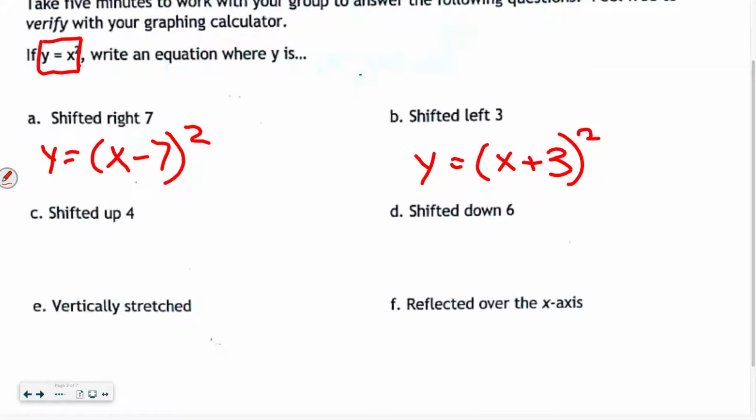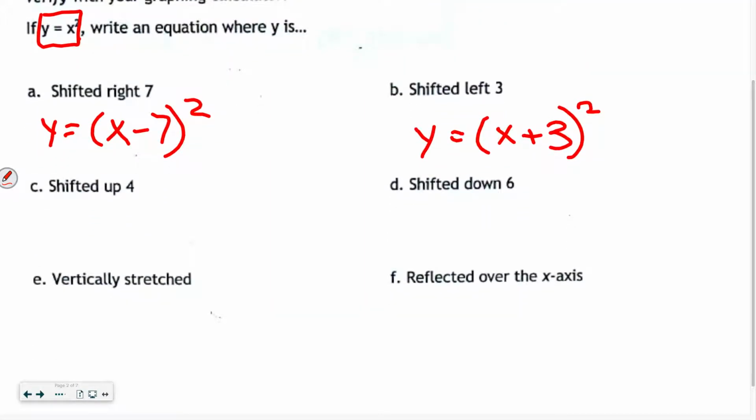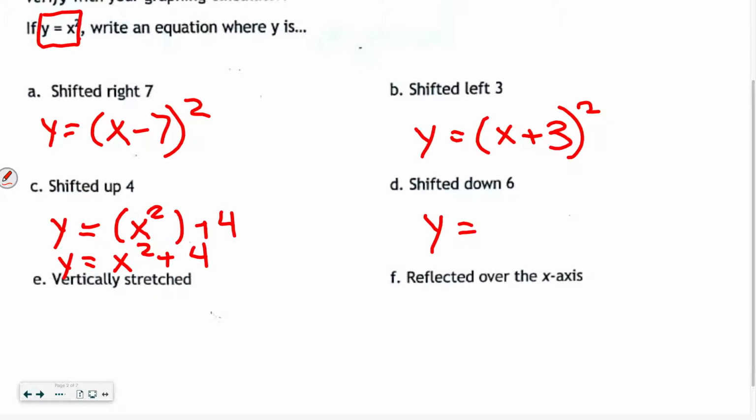Let's see. Tate, what did you guys say for C? Like this? Yeah. And on this one, because you have only one term in there, do you really need the parentheses? No. So y equals x squared plus 4 is also fine. Excellent. And Kylie, will you tell us what you guys got for D? Y equals x squared minus 6.